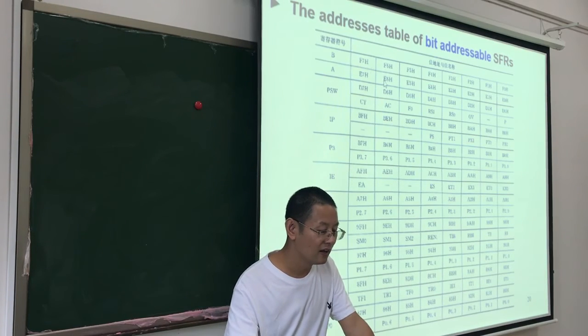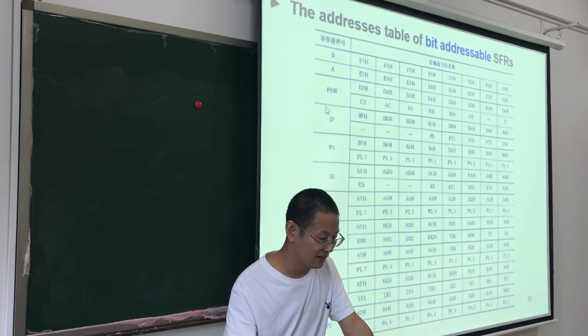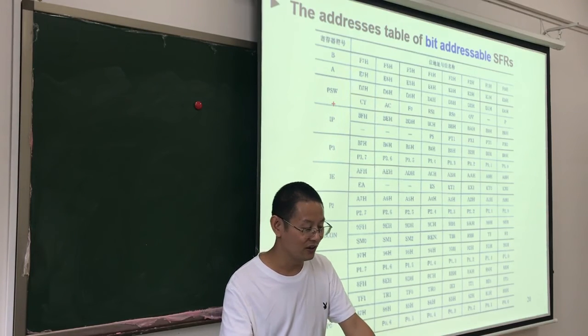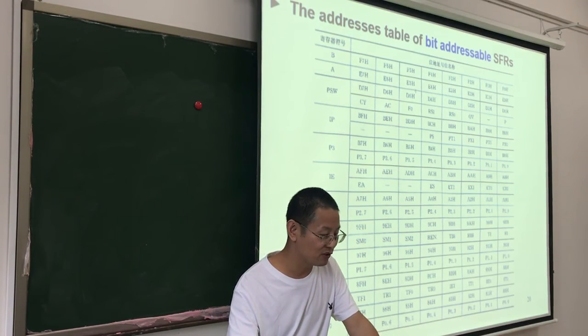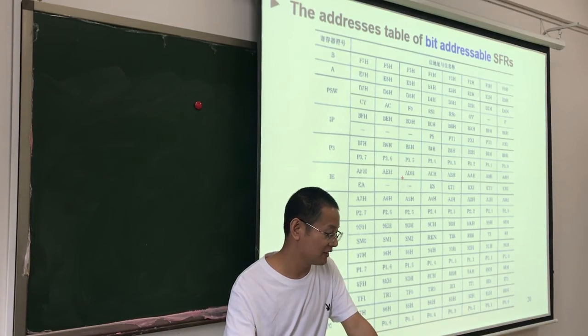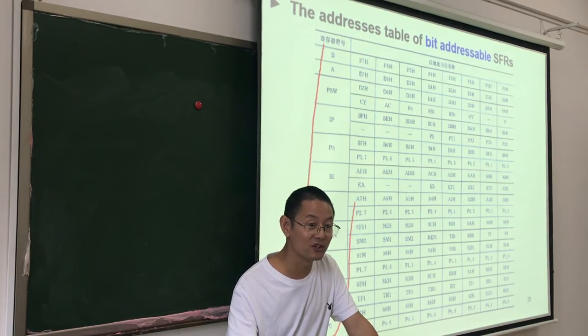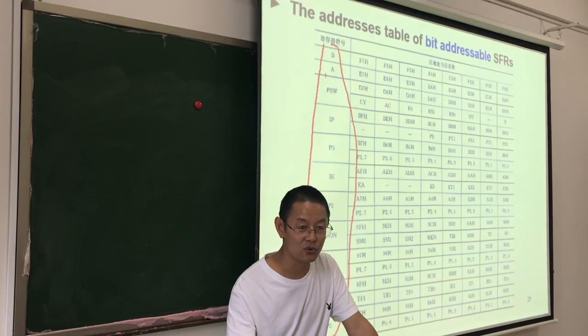This picture shows the address table of the bit addressable registers. Mostly we don't remember the address. We just remember the symbol, and that is okay. You just use the symbol to use the address.